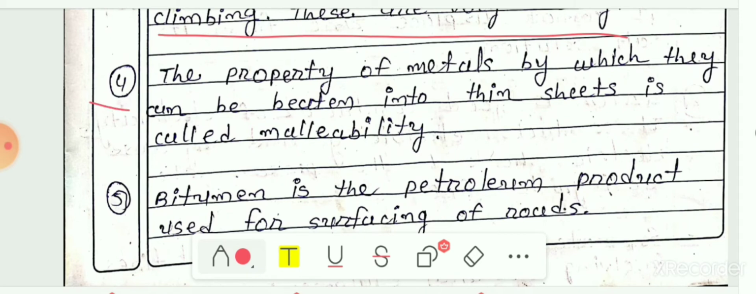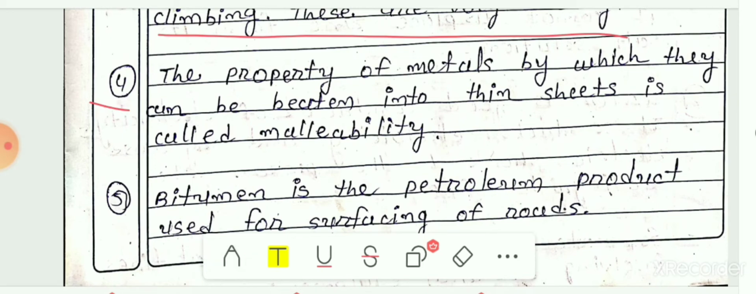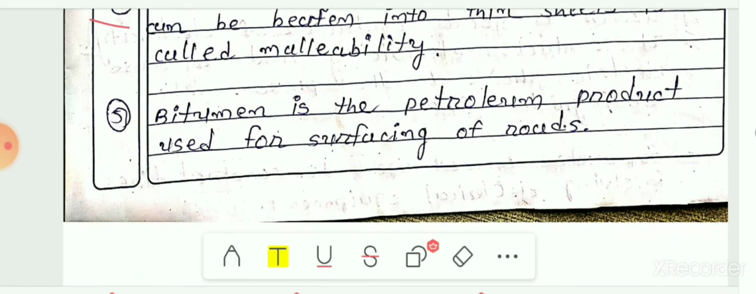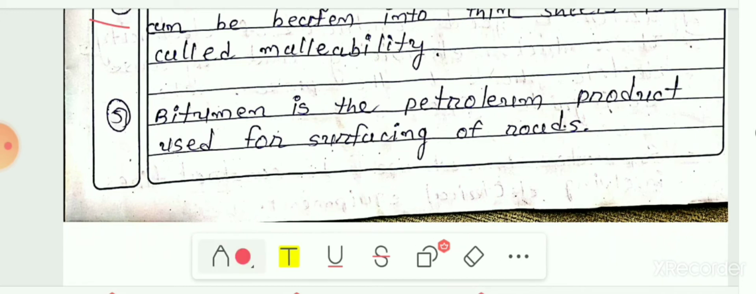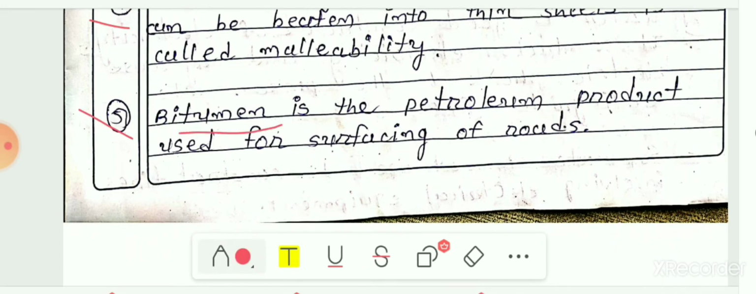The fourth question was, what is malleability? The property of metals by which they can be beaten into thin sheets is called malleability. The property of the metal by which we can make thin sheets from metals is known as malleability. Next, fifth question was, name the petroleum product used in surfacing of roads. Your answer is bitumen. Bitumen is the petroleum product which is used for the surfacing of roads.